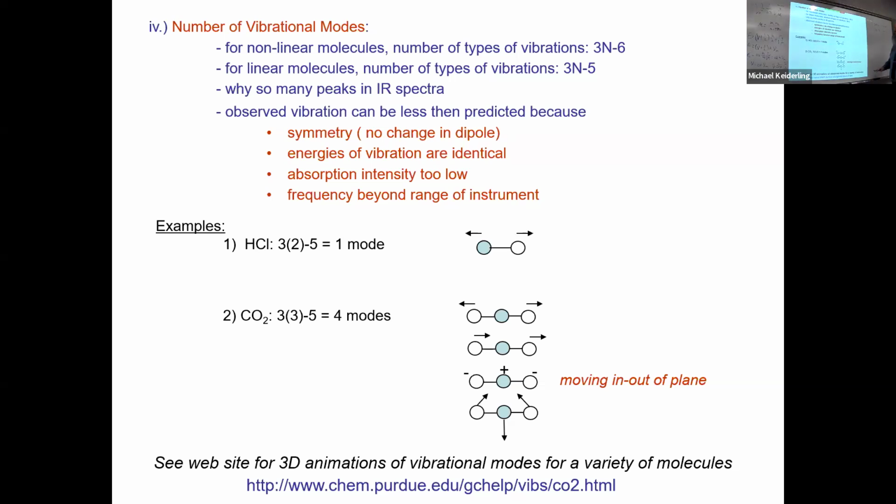So one way that things can be less than predicted is because of the symmetry. For example, in CO2, this mode of the two outer oxygens moving back and forth symmetrically around the carbon doesn't show a peak because the dipole doesn't change. Because the molecule remains symmetrically balanced. So it could be symmetric and there's no change in dipole.